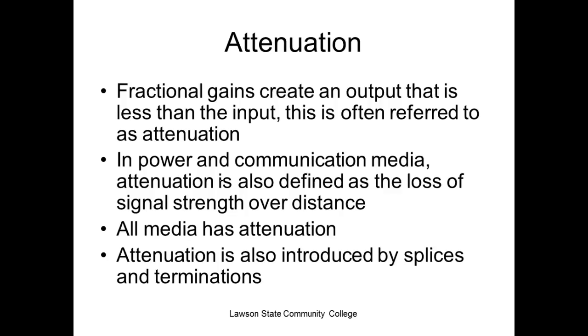Fractional gains create an output that is less than the input. This is often referred to as attenuation. In power and communication media, attenuation is defined as the loss of signal strength over distance. So when you start talking about communication media, they're going to allow a certain amount of dB loss, right? You understand? And if we exceed that dB loss, then that would be a problem. So with these network cables, how far are we supposed to run them? How far can we run them without running them through a repeater or something like that? Well, that's the kind of stuff that you need to understand.